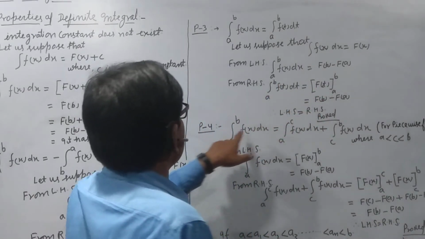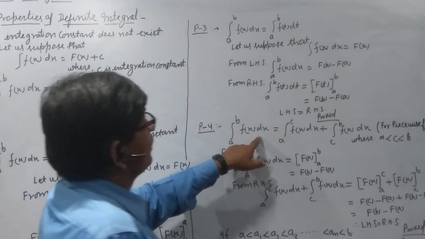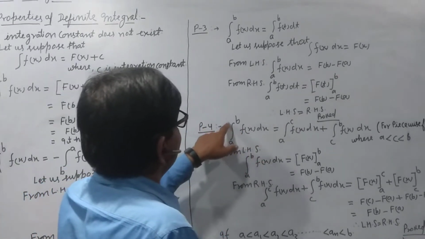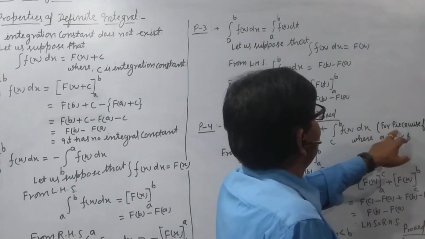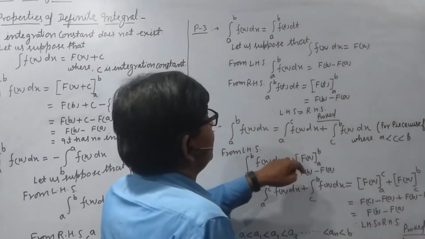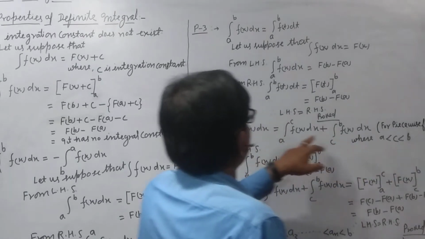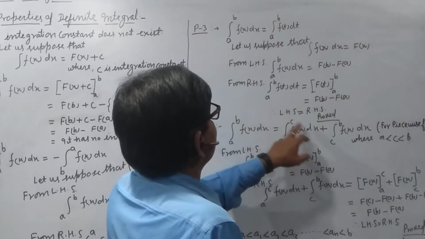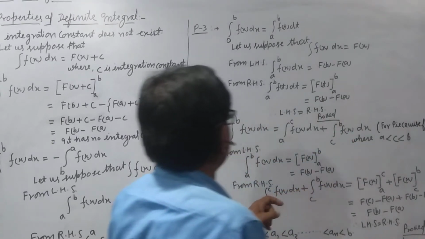Now property number 4: the integral from a to b of f(x) dx, this limit can be broken into two parts. This is known as the piecewise function property. Here a is less than c, less than b. Now the integral from a to c of f(x) dx and from c to b of f(x) dx.